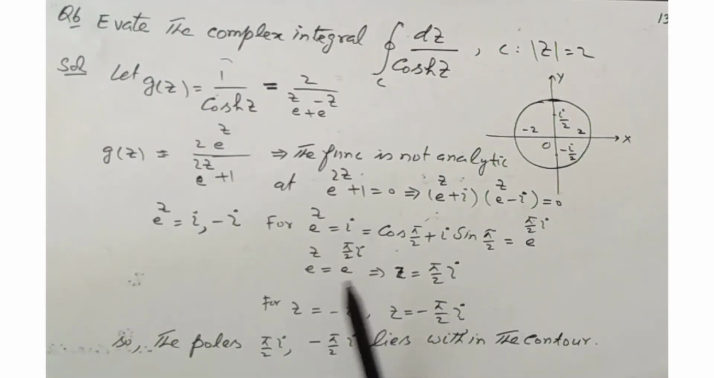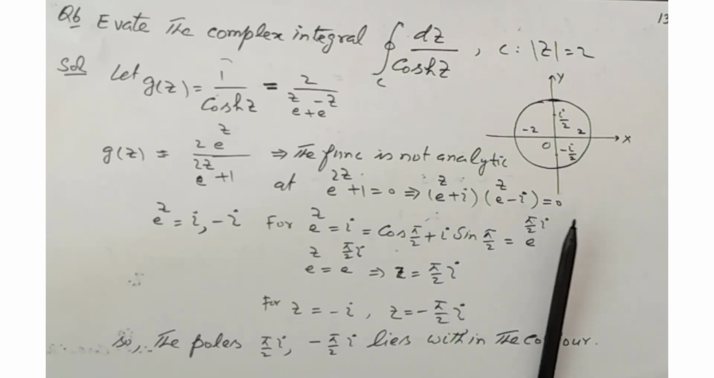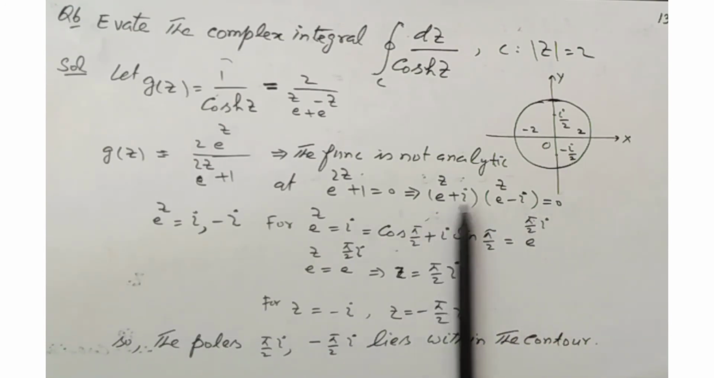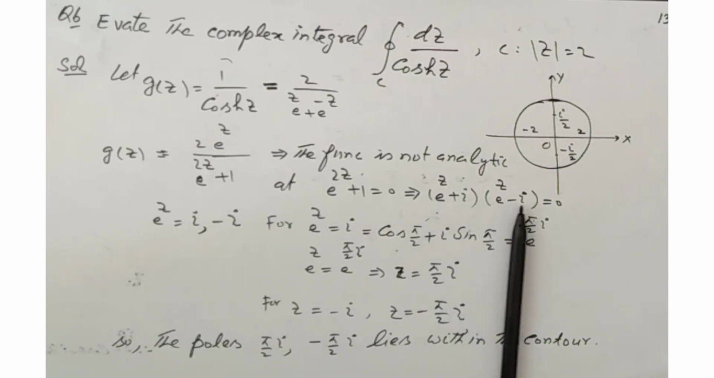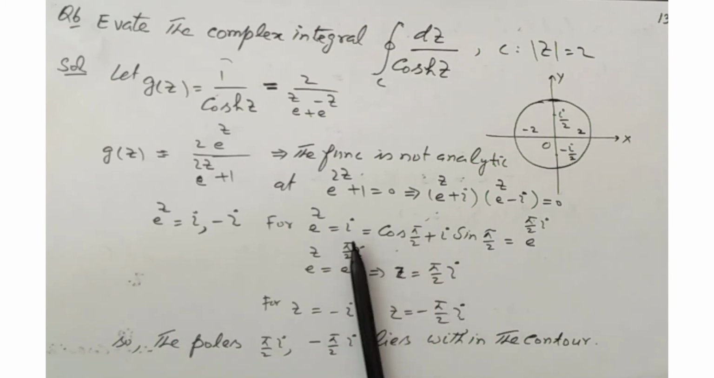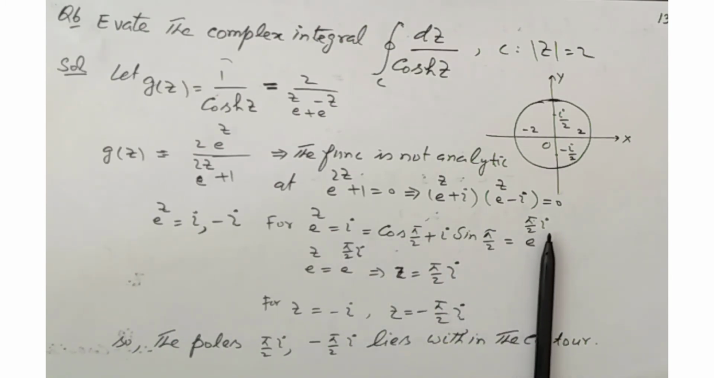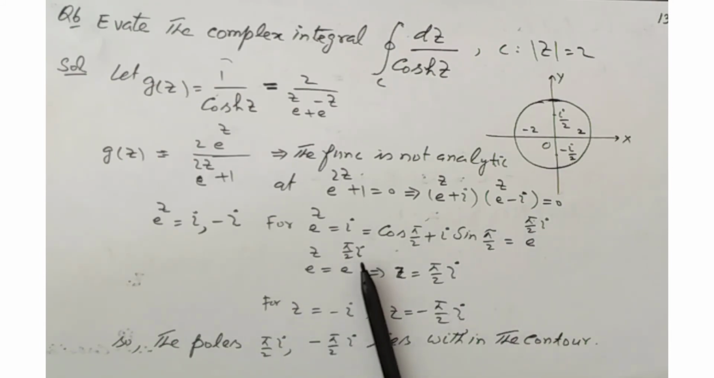So we can write e^2z plus 1 as (e^z plus iota)(e^z minus iota) equal to 0. Here, when this is 0, we have e^z equal to iota and e^z equal to minus iota. When e^z equals iota, we can write it as cos pi by 2 plus iota sin pi by 2, which becomes e^(pi by 2 iota). This implies z equals pi by 2 iota. Again, for minus iota, z becomes minus pi by 2 iota. So the poles are pi by 2 iota and minus pi by 2 iota.